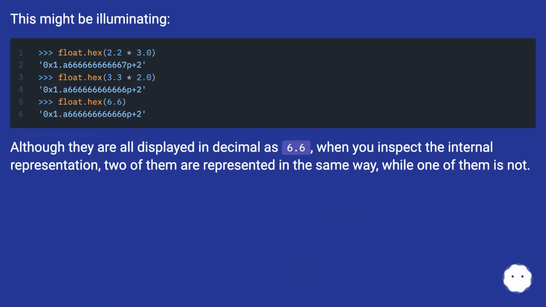This might be illuminating. Although they are all displayed in decimal as 6.6, when you inspect the internal representation, two of them are represented in the same way, while one of them is not.